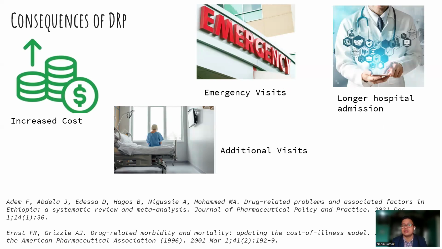Literature shows that the consequences of DRPs are mainly linked to an increased cost for the population. Along with that, the populations diagnosed with chronic pain who are victims of drug-related problems are also associated with increased cases of emergency visits, longer hospital admissions, and additional visits, further exacerbating the condition as well as further increasing the cost to the patient.